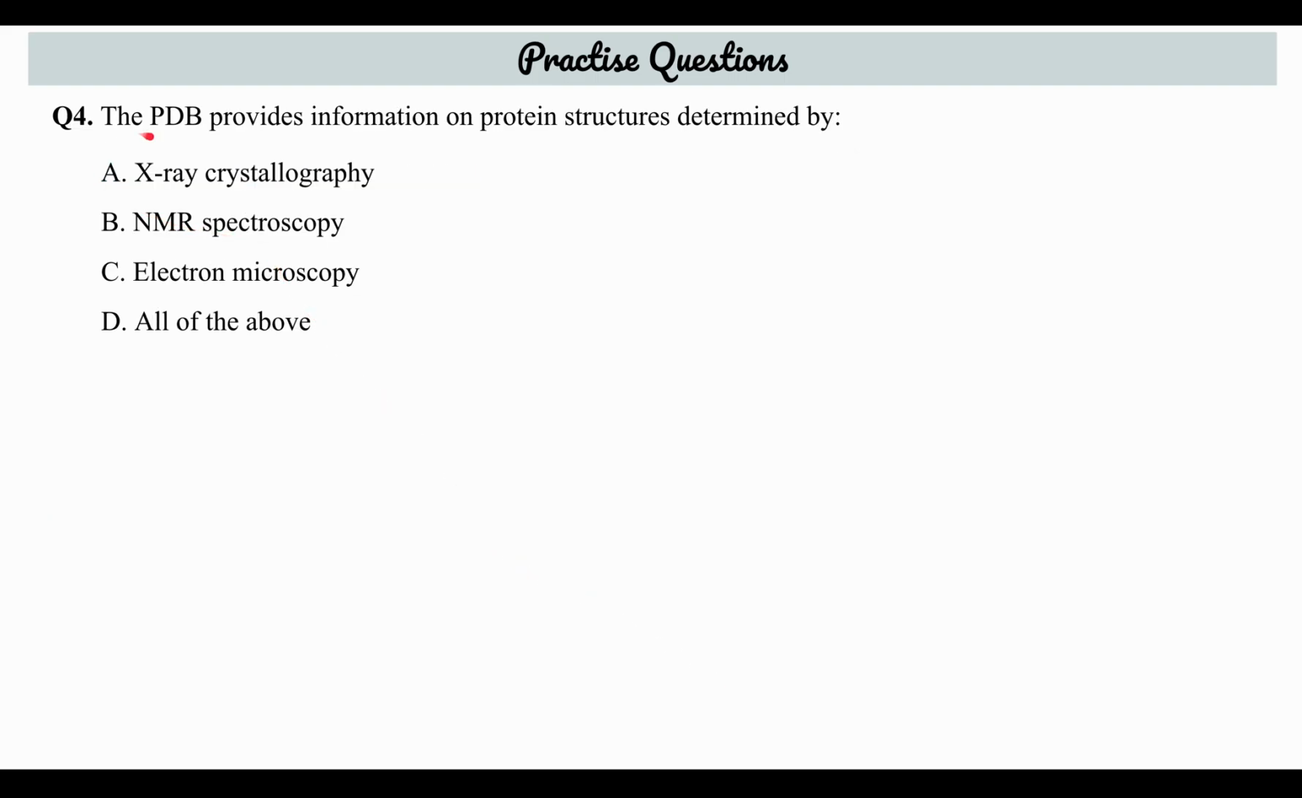So the question is, the PDB provides information on protein structures determined by option A, X-ray crystallography, option B, NMR spectroscopy, option C, electron microscopy, and option D is all of the above. So now you have to tell me that the PDB provides structures from which of these methods. I'll give you some time to think. This is quite easy. Then we'll discuss.